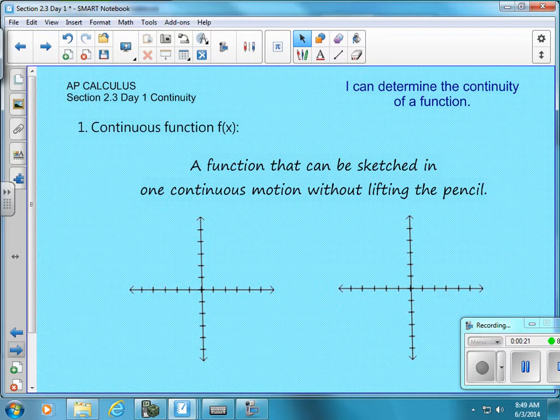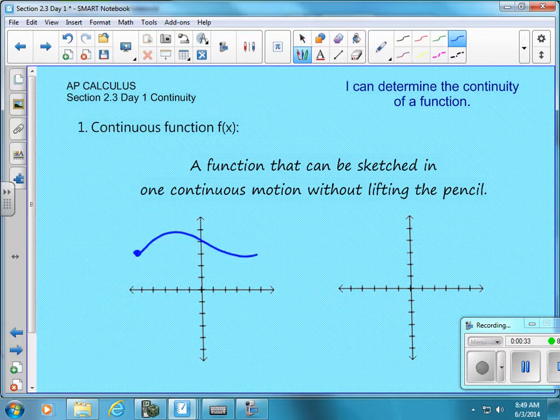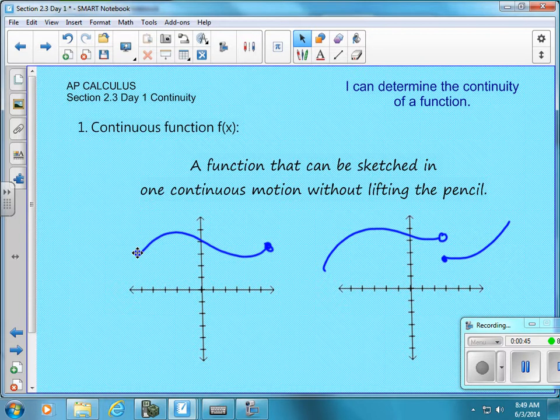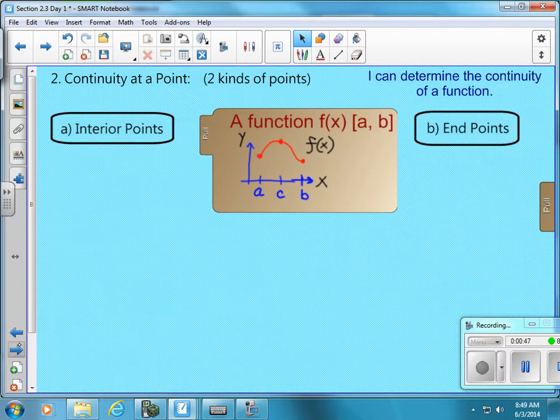Okay, so this is continuous functions, and basically a function that can be sketched in one continuous motion without lifting your pencil. It sounds easy, doesn't it? So if I have a function right here, I don't lift up my pencil, it's continuous. If I have a function like this, where I pick up my pencil and then I go on from another point, that's discontinuity. We have several types of discontinuity, which we will talk about in a few minutes.